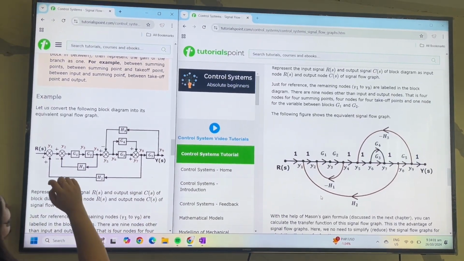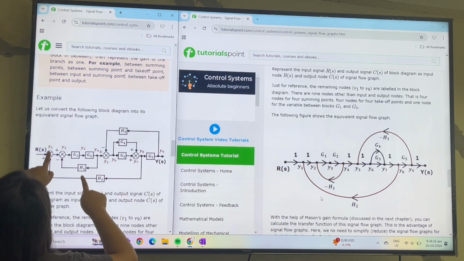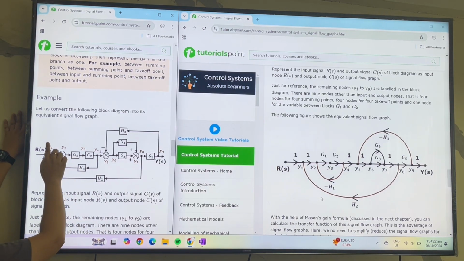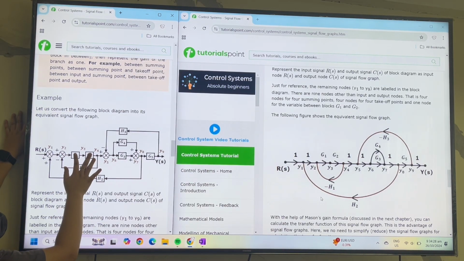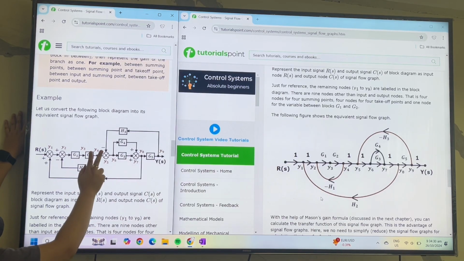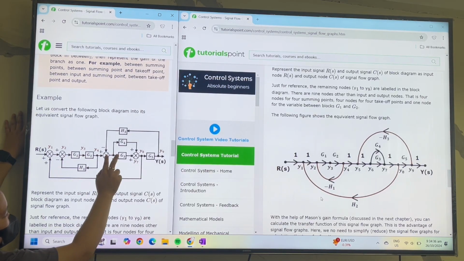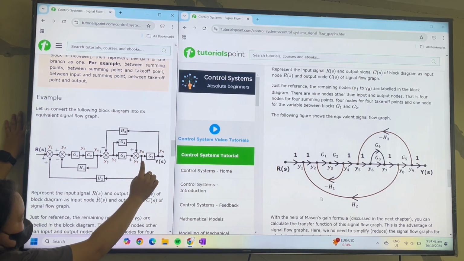Every junction or every connection is considered a node. Of course, this is the input node. From here, the connection coming out of the block is named Y1. The next connection is Y2. Then G1 or G2 splits into a connection, Y3. Then Y4, Y5, Y6, Y7, Y8, and of course Y9.